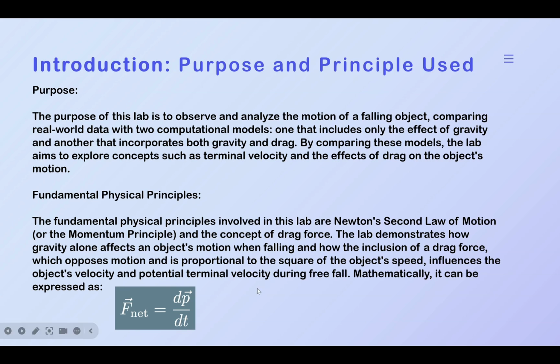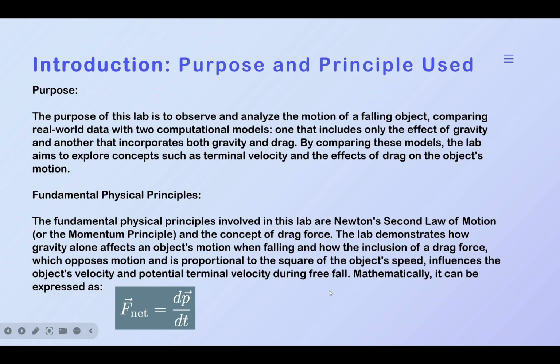The fundamental physical principles involved in this lab are Newton's second law of motion and the concept of drag force. The lab demonstrates how gravity alone affects an object's motion when falling, and how the inclusion of a drag force, which opposes motion and is proportional to the square of the object's speed, influences the object's velocity and potential terminal velocity during free fall.